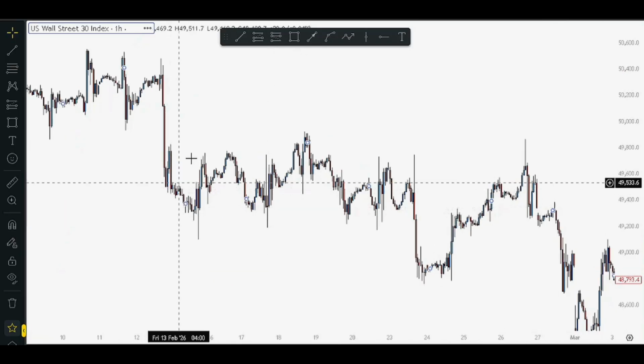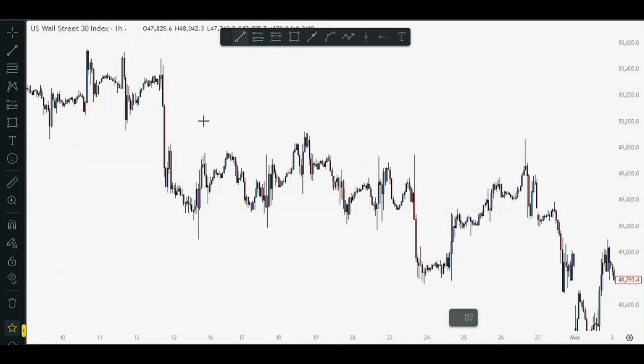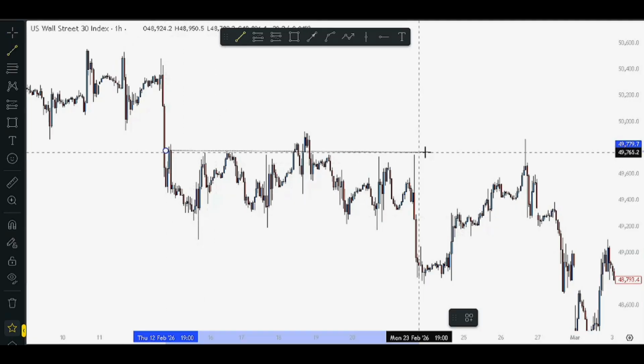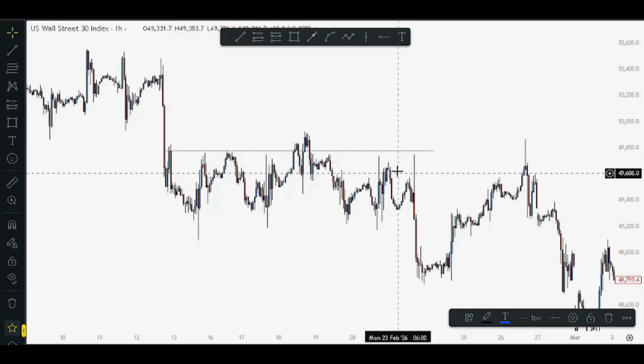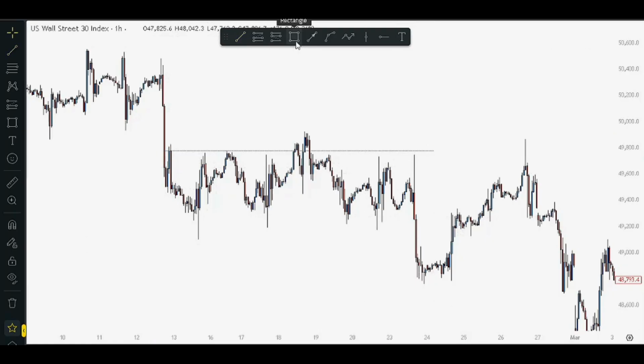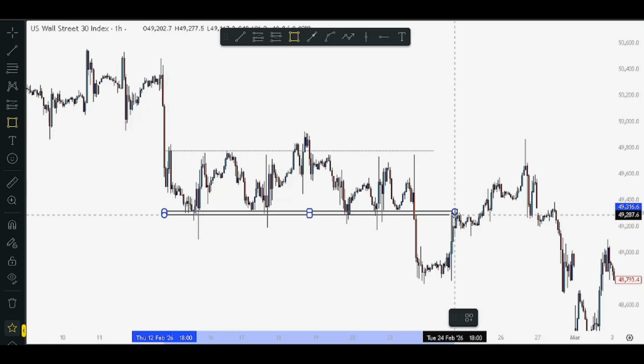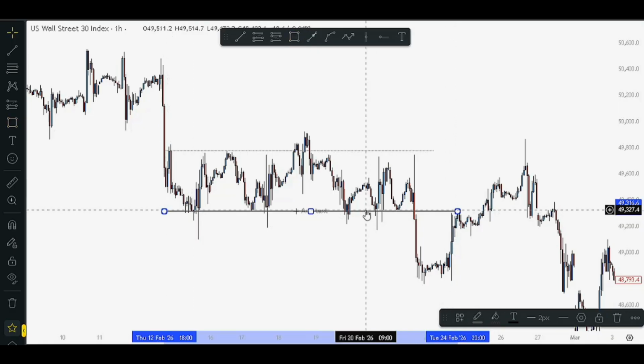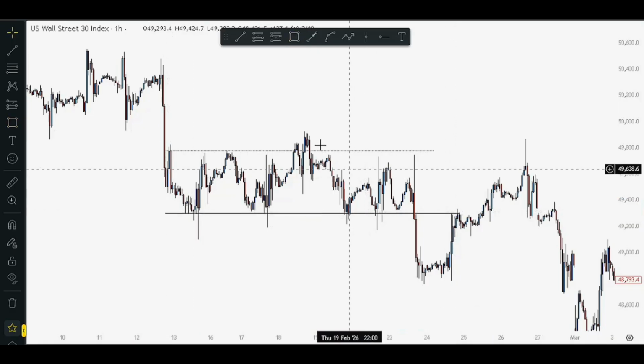Alrighty, so this is a range. This is where the market created a high, created a low, created a high. So it came back here. So this is basically a range. Ranges are something more or less like this. It's not taking buys, it's not taking sells. It's when the market is ranging in one direction.